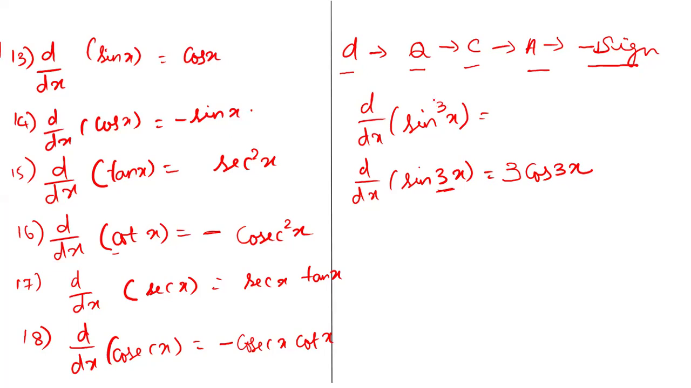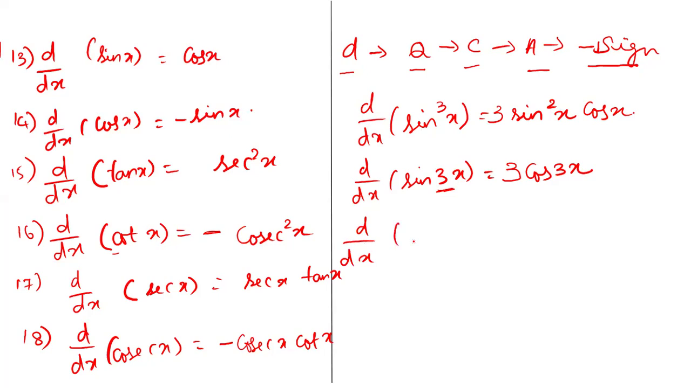But suppose you have sine cube x. Always remember that power formula. If you have the power, first bring that power to the front. So if you bring the power to the front, 3 sine square x, and then differentiate the value which is given. Differentiating sin x, you get cos x. So cos x.